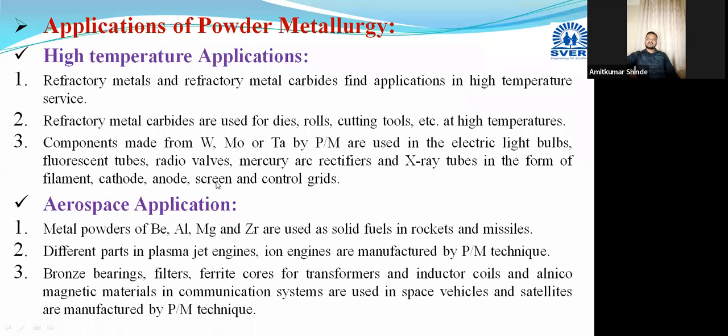And then in cathode, anode, then screen and control grids. This can be used in your television sets. Okay, that can be manufactured with the help of this powder metallurgy technique.